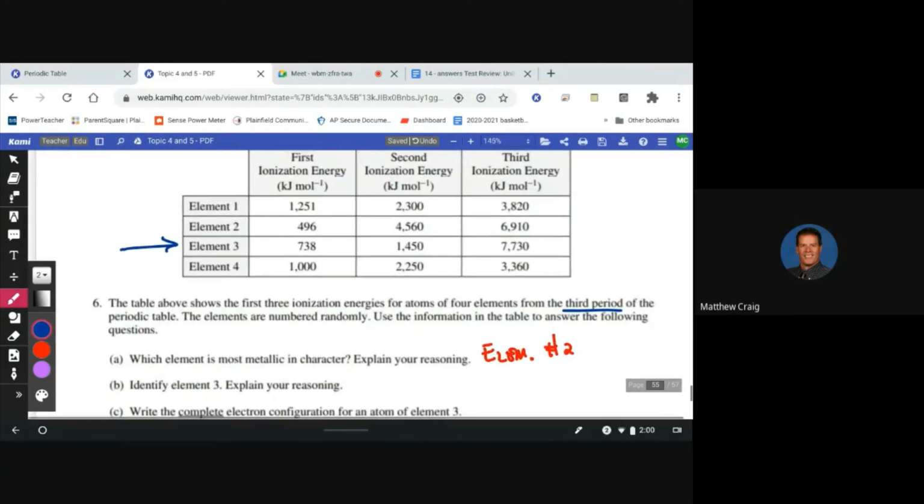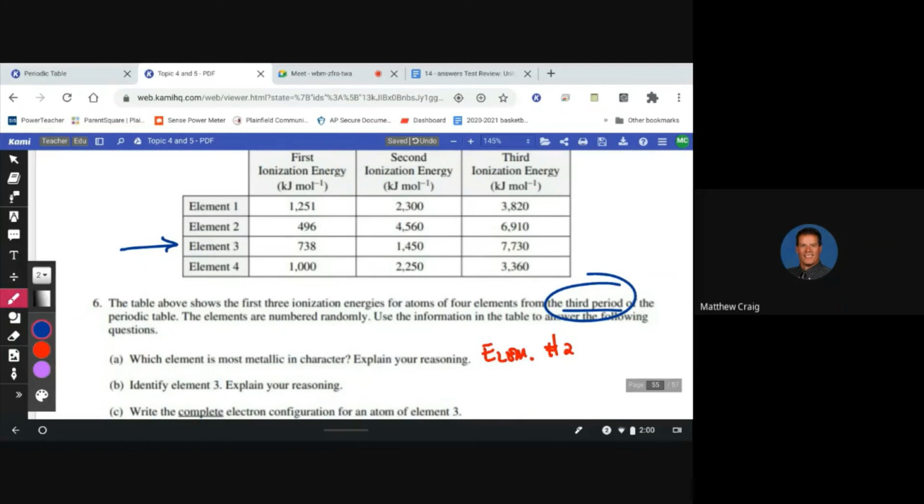The table shows the first three ionization energies of atoms of four elements from the third period. And notice when I read it to you, I kind of moved right through it, because that's how all of us read these questions. We don't read the question. We don't grab information that's relevant or important.